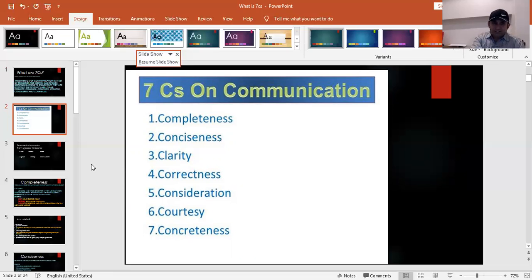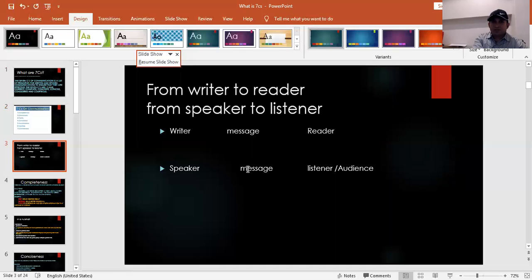Let's learn each and every word clearly, and how these words can make our writing effective. But first, why do we make our writing or speaking better? If a writer wants to send his message to the reader, he will have to follow the rules. If the speaker wants to send a message to the listener or audience, he will have to follow the rules of the 7 Cs. So now the very first word is completeness.